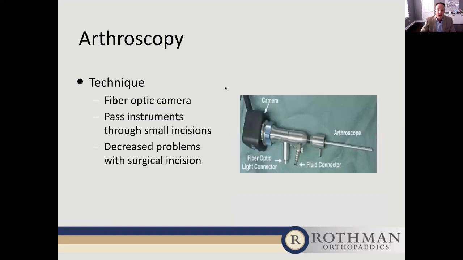Arthroscopy is a technique we use in orthopedics to look into joints and body areas with small cameras. It's a fiber optic camera, and we make small incisions. We pass instruments and implants through these incisions, and we can repair things by making just 3 or 4 little holes versus opening up a joint completely through an open incision. And it also decreases problems with surgical incisions as well, because they're so small.